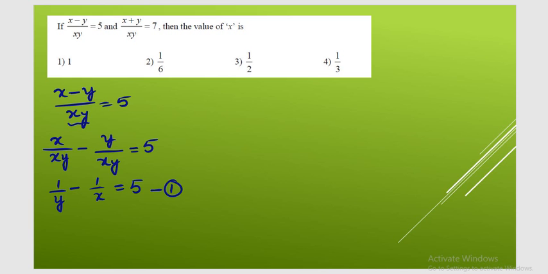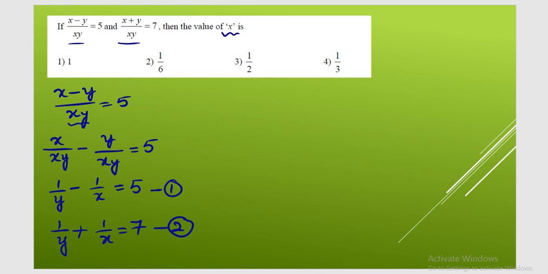The same way, if you observe, this and this both are looking the same, but we are having plus here. So automatically what am I going to get? So 1 by y plus 1 by x is equal to 7. So let this be equation number 2. Now what do I need to find? I need to find the value of x.